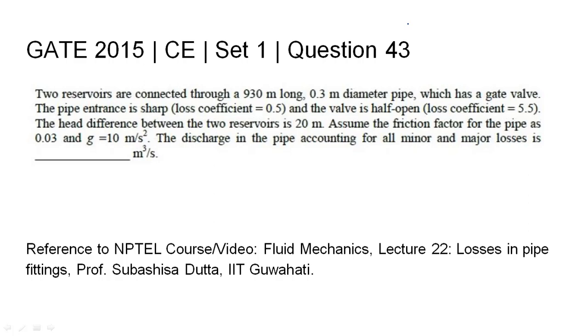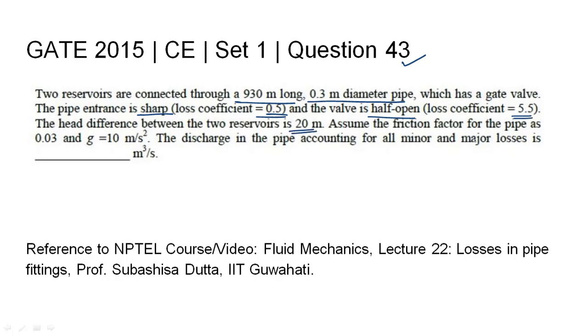GATE 2015 Civil Engineering Set 1 Question 43. Two reservoirs are connected through a 930 meter long, 0.3 meter diameter pipe which has a gate valve. The pipe entrance is sharp, with a loss coefficient of 0.5, and the valve is half open with a loss coefficient of 5.5. The head difference between the reservoirs is 20 meter.